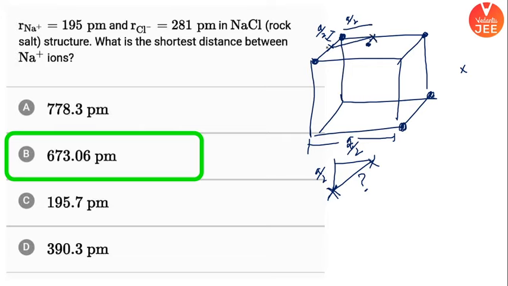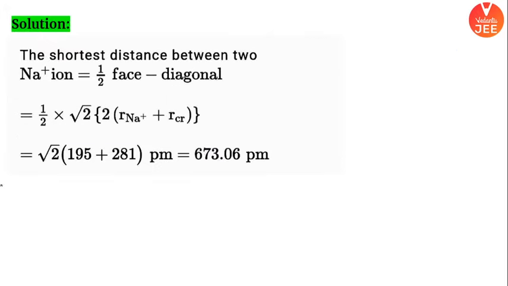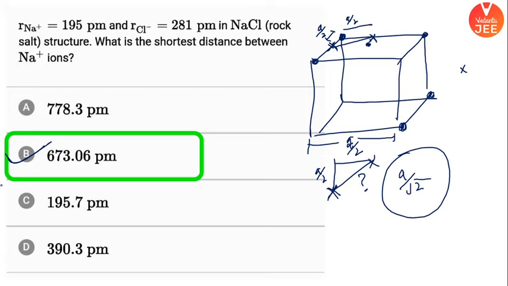है ना? तो edge center बेटा यहाँ पर हो गया. This is the edge center, and from here you can get the answer, and it will be A by root 2. So now you know A, just divide by under root 2, you will get the answer as option B. I hope it is clear. सबको समझ आ गया, right? The logic is clear. The distance between the two nearest Na plus ions is A by root 2.